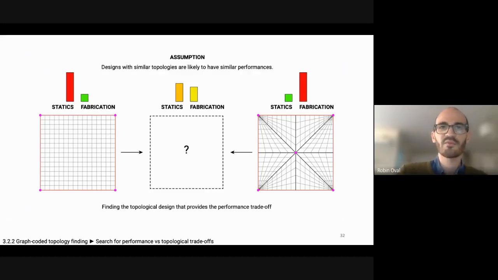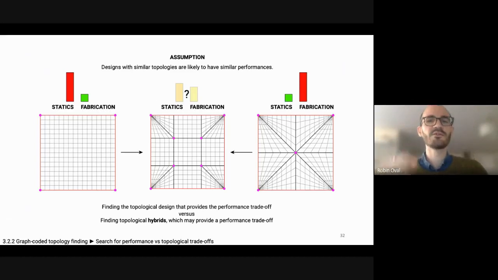So here, my approach is not to make a trade-off to find a design, but to actually assume that designs with similar topologies have similar performances. And so I have this new surrogate problem, which is to find a topological hybrid. You can see on this design that it has similar topological features to the design on the left with this regular quad grid, and the features from the design on the right with this pole point at the corner. And then we assume that it will provide us some kind of a performance trade-off.